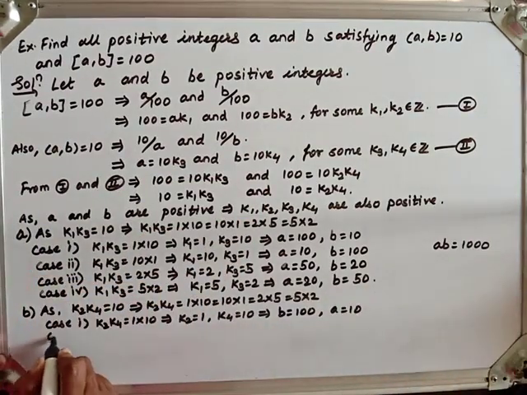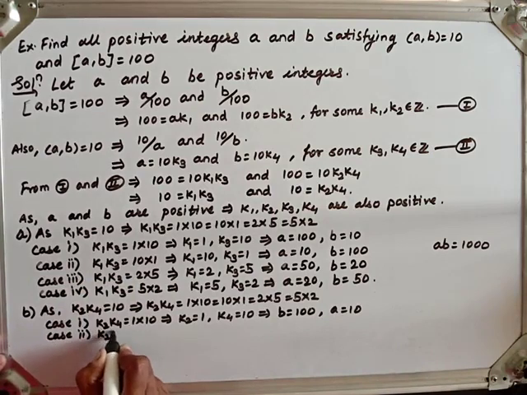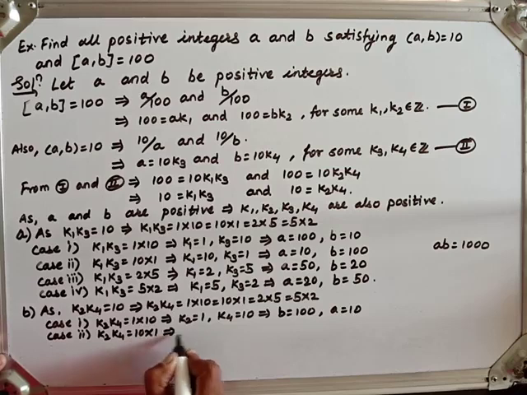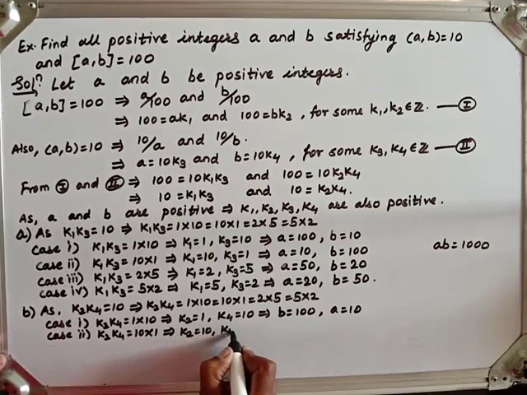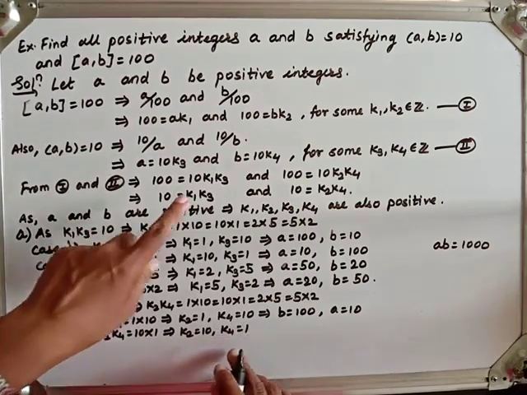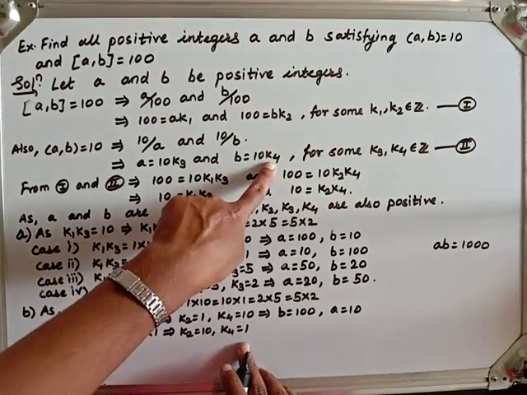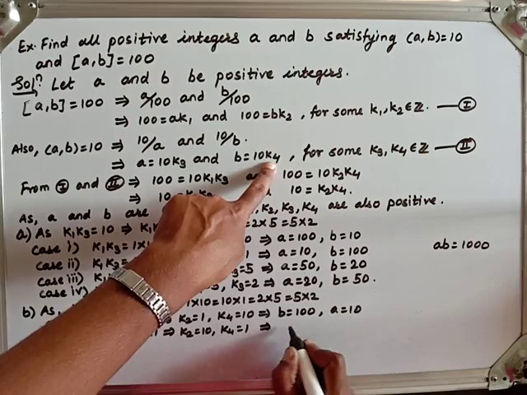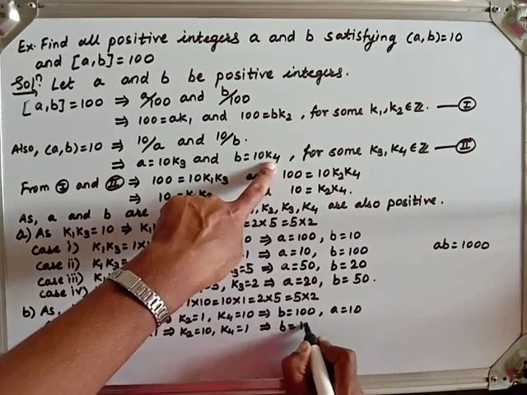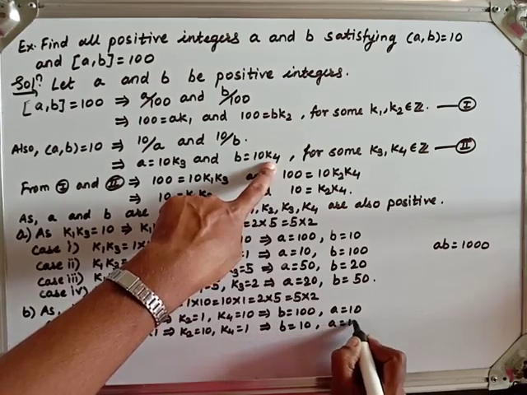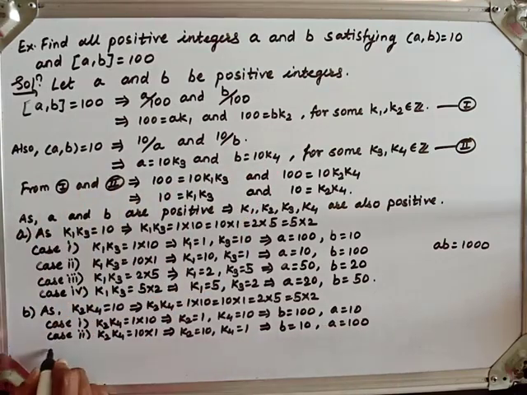Fine. Now case 2. K2 K4 is equal to 10 into 1. So this gives K2 is equal to 10, K4 is equal to 1. Now K4 is 1, so B will be 10. B is 10, then A must be 100. Now case 3.